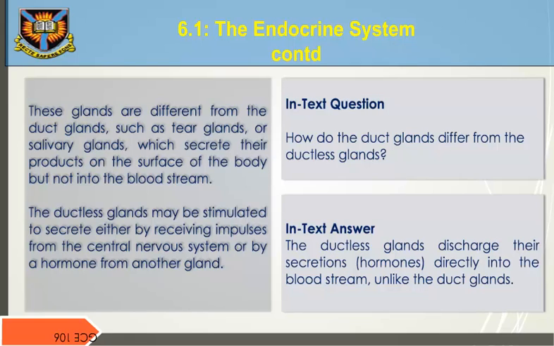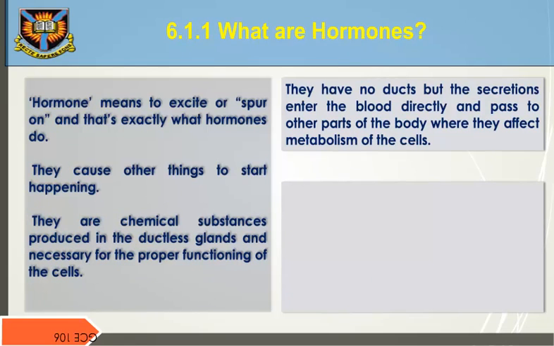The ductless glands may be stimulated to secrete either by receiving impulses from the central nervous system or by a hormone from another gland. What are hormones? Hormone means to excite or spur on, and that's exactly what hormones do. They cause other things to start happening. They are chemical substances produced in the ductless glands and necessary for the proper functioning of the cells. They have no duct, but the secretions enter the blood directly and pass to other parts of the body where they affect metabolism of the cells.